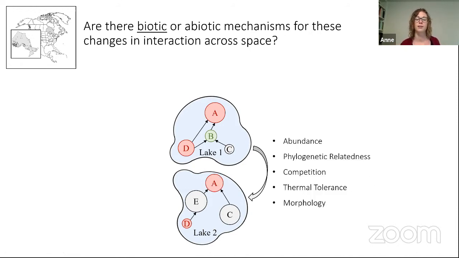So we looked at five different traits: abundance as a pseudo trait, phylogenetic relatedness, competition, thermotolerance, and morphology. And these were things that the literature had shown had been successful in other systems. And then you can look at the interactions between all of these.